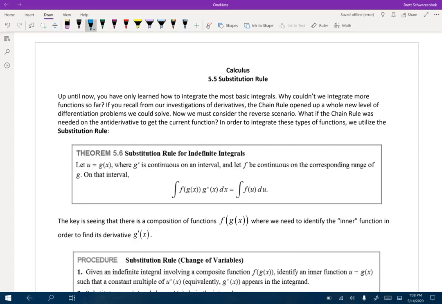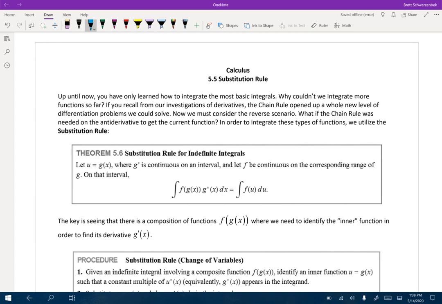This is the five notes for Calculus 1. Up until this point, you've basically learned how to find the most elementary integrations. You had these very simple formulas in terms of just finding antiderivatives of powers and trig functions and exponential, all of the functions.